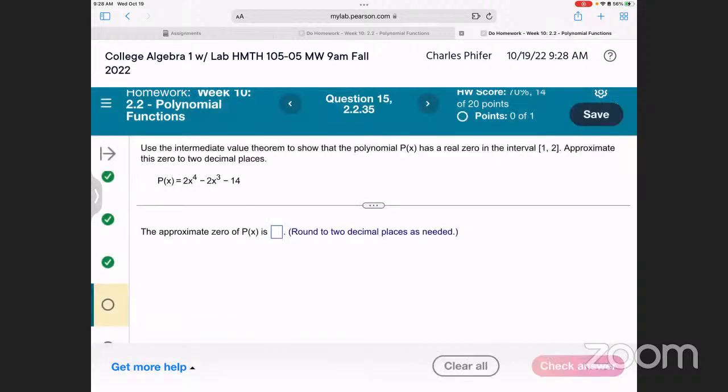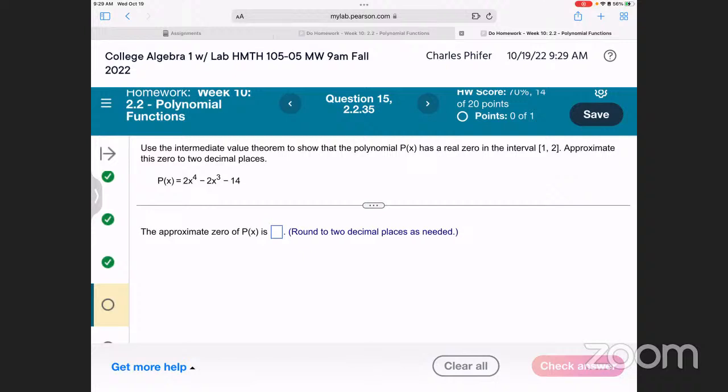So we're actually using the intermediate value theorem to show that this polynomial has a real 0 between 1 and 2 and approximate the 0 to 2 decimal places. The intermediate value theorem states that if we have a polynomial, because polynomials are smooth, continuous, unbroken curves, then if we evaluate this polynomial at these endpoints of 1 and 2, as long as they have opposite signs, that means that somewhere between 1 and 2, there has to be an x that crosses the x-axis. So there has to be at least one 0 between 1 and 2.